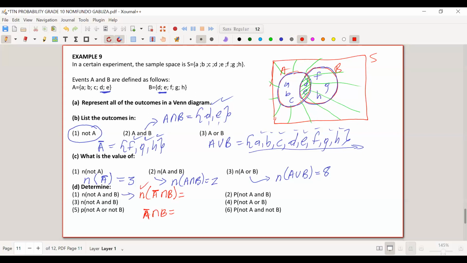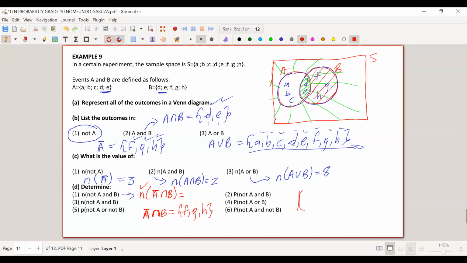So what's not in A? What's not in A is F, G, and H, right? So where they meet, which means the intersection of what's not in A with B, the intersection will occur over here, on F, G, as well as H.